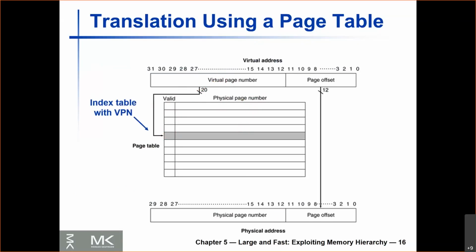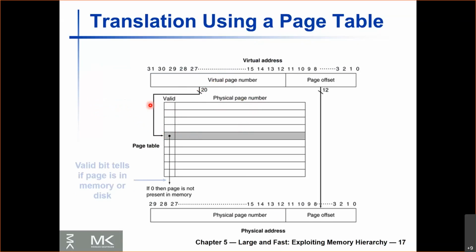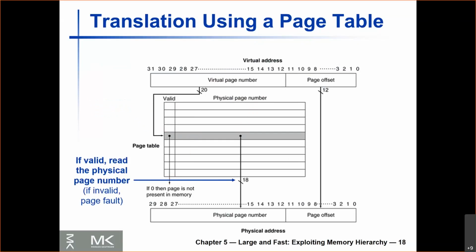And then in this page table, we're going to check if the valid bit is set. If the valid bit is set, then that means that the page is in memory. So we go and look at the physical page number and we get our physical page number. And now we have our physical address that we can use to access memory.